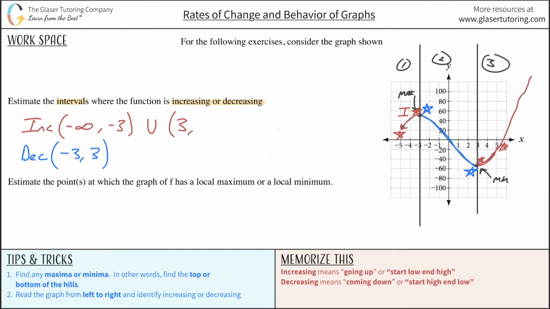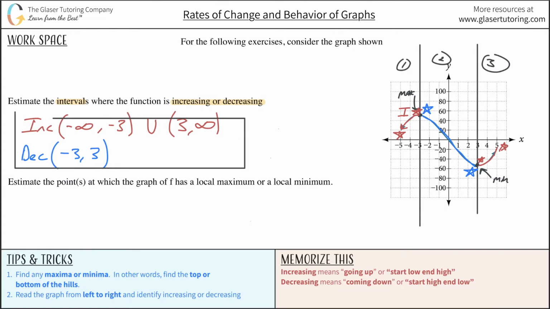And this graph will continue on and on forever. And that means that it also continues on and on forever in the right hand direction, right? So it's going to go all the way out to infinity. All right. Now these are the answers. Simple, not bad.